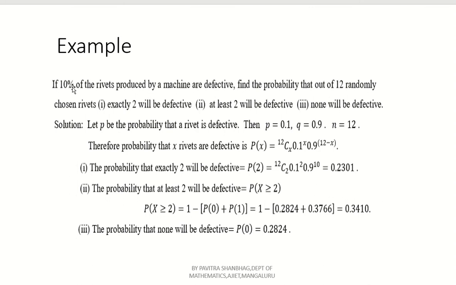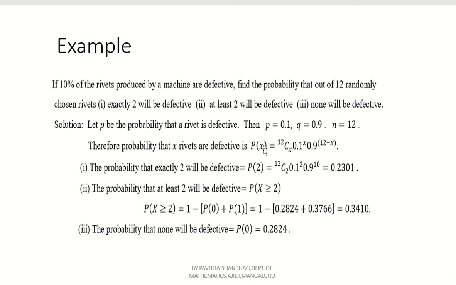What is given? 10% of the rivets. That means p equal to 10%. 10% means 10 by 100. That means 0.1. So what is p value? P equal to 0.1. So q equal to what? 1 minus 0.1, that is 0.9. And n equal to how many? N equal to 12. Let x represent what here? Defective item, or x represents rivets are defective.